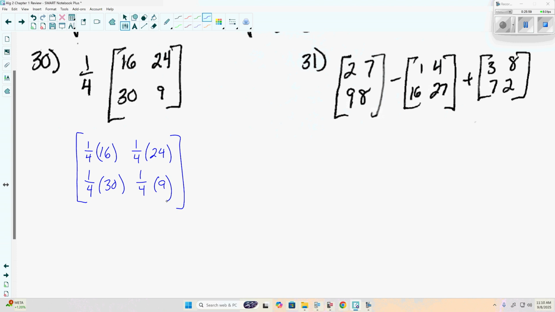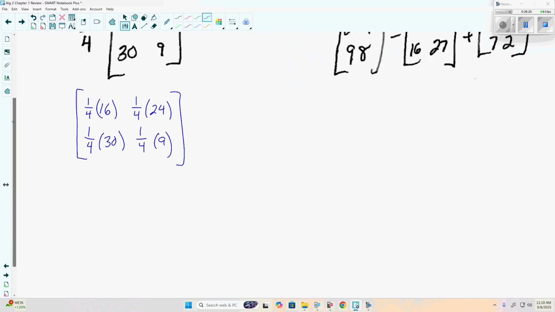32. Is that the same problem? Yeah. Problem number doesn't matter, but same problem. Just the numbers are a little different. Questions on what we've done so far?